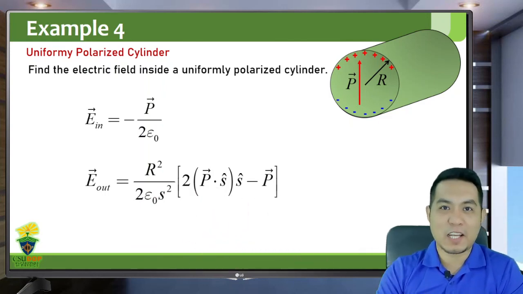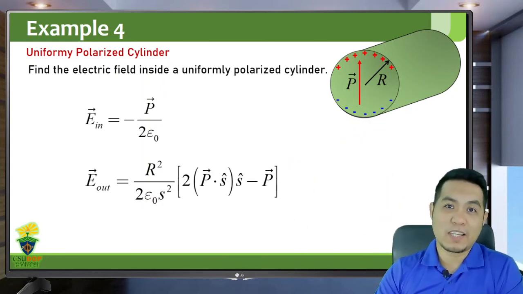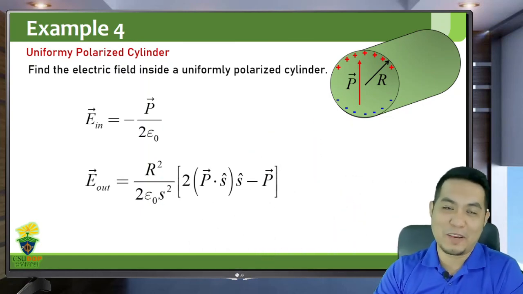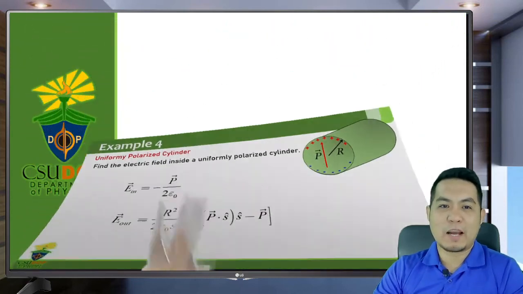So the result is quite symmetric for this uniformly polarized cylinder. You can imagine a uniformly polarized cylinder as a two-dimensional version of a polarized sphere. Okay, so I will leave this example to you.